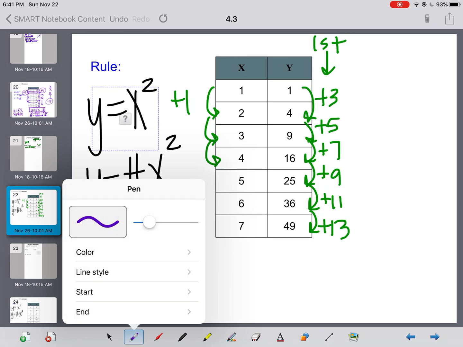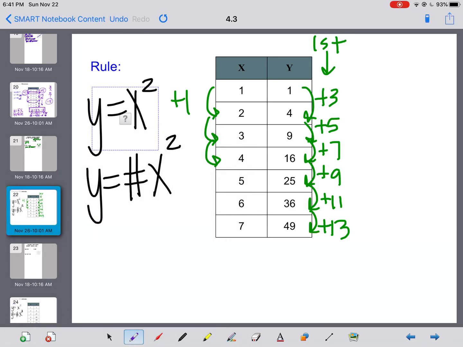This right here is considered your first difference. Remember with our linear equations, that first difference, everything was the same. So that's how we knew it was linear. Well, this one doesn't work that way. So we're going to try again. We're going to find the difference between these numbers now.